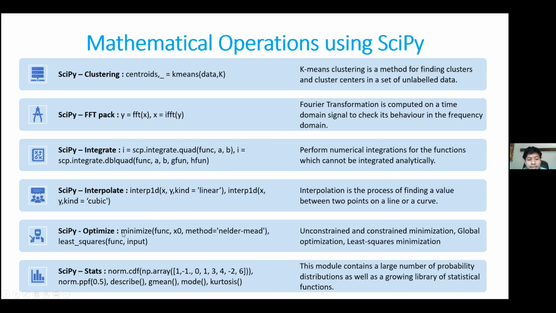Then there is the optimize library. In the optimize module, we can use functions like minimize or maximize or least squares. By this, we can specify some method also. They will help us to solve various unconstrained and constrained optimization problems, or global optimization, or least squares minimization. These kinds of things are possible.